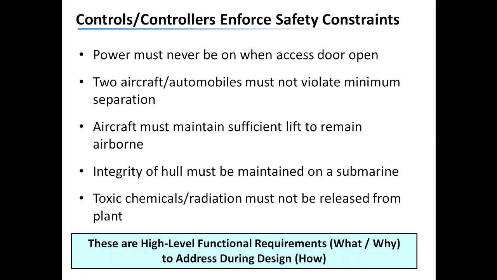What are safety constraints? Well, here are some examples. Power must never be on when the access door is open. So we have to enforce the interaction between opening the door and the power supply. Two aircraft or automobiles must not violate minimum separation. Aircraft must maintain sufficient lift to remain airborne. The integrity of a hull must be maintained on a submarine. Toxic chemicals or radiation must not be released from the plant. These are really the high-level functional requirements, the what and why, that we need to address during design, the how.